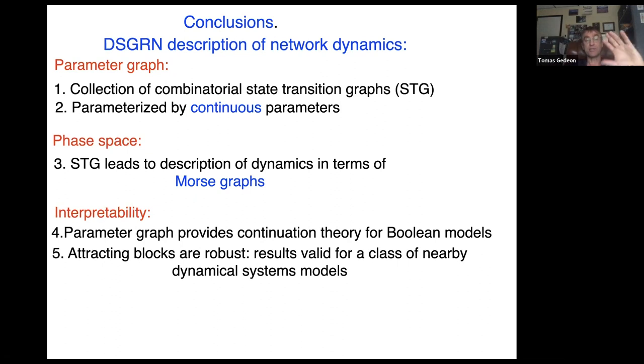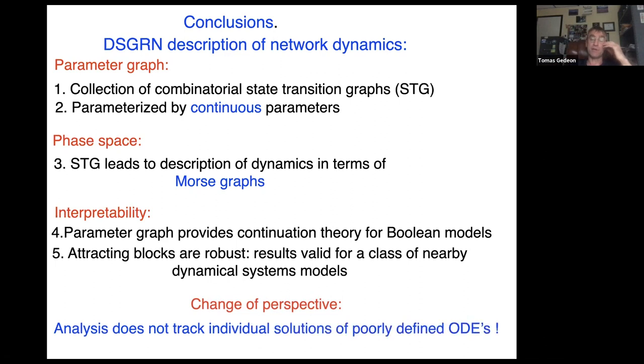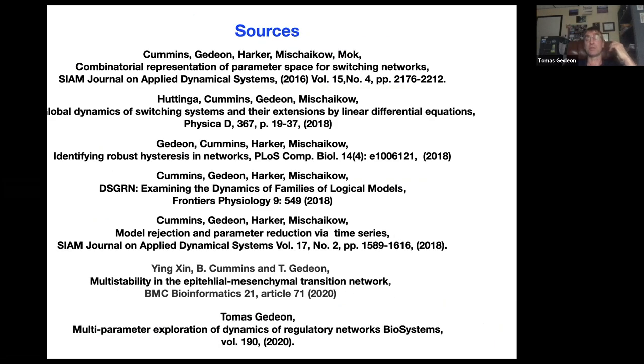Okay, so there's a lot of stuff which I just touched on and did not talk about. The main thing I want to emphasize is that there's a change of perspective on what dynamics we should be expecting from these networks. We're not trying to track individual solutions for these very poorly defined ODEs. We're mostly interested in the set theoretical and robust features, which are still interpretable. There are a lot of sources which I'm very happy to talk about if anybody's interested.